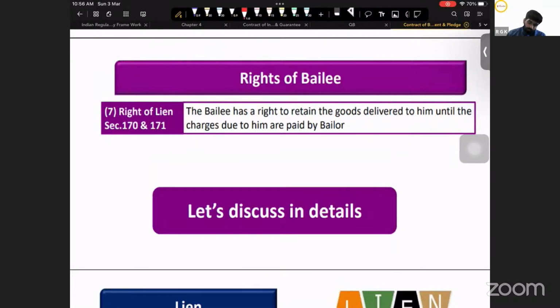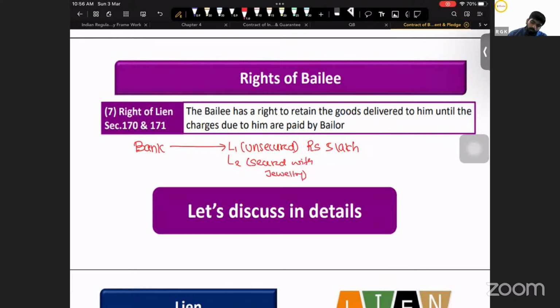Let us say you go to a bank for obtaining loan 1, unsecured, rupees 5 lakh. You take a loan of rupees 5 lakh from a bank without any security. After some days, you go to the same bank and you take loan number 2, secured with jewelry, rupees 1 lakh.